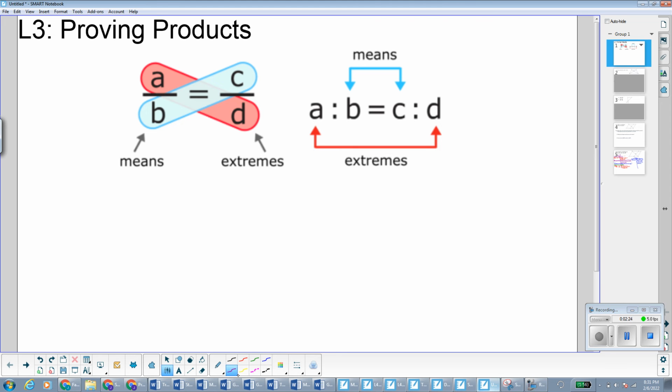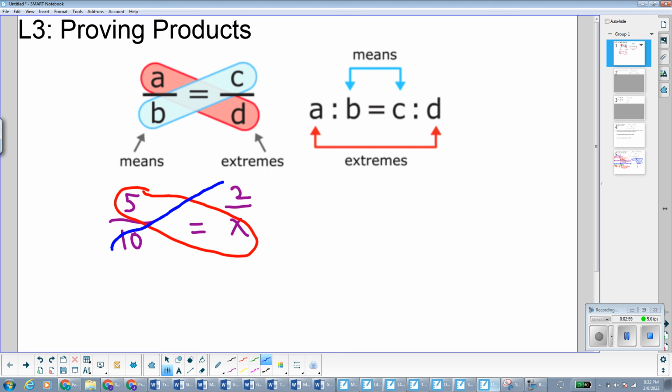Let me give you an example. If I have a proportion, I'm just going to make up a random proportion. I'm going to say 5 over 10 is equal to 2 over x. And once again, I just made this up off the top of my head. So 5 and x, because of the position that they're in, would be the extremes. And 2 and 10, because of the position that they're in, would be the means.